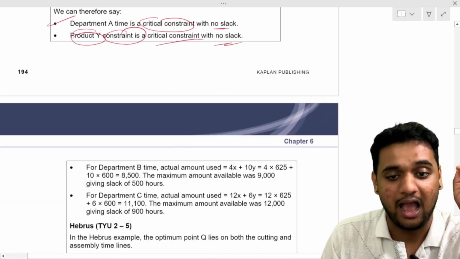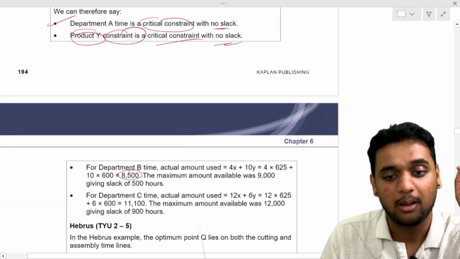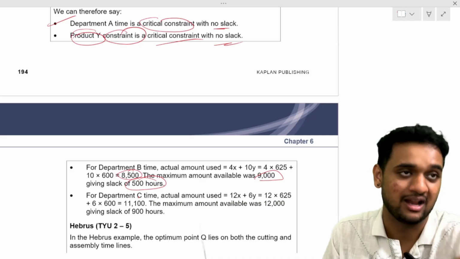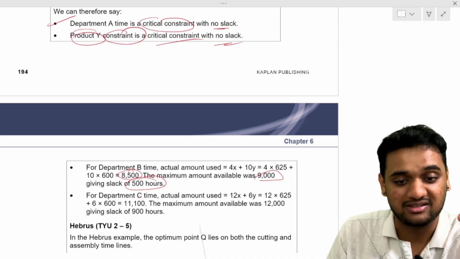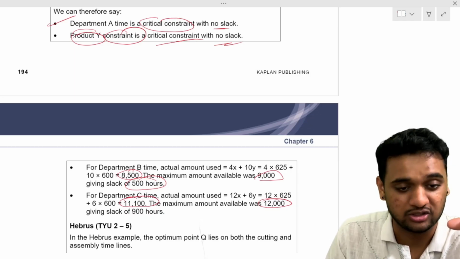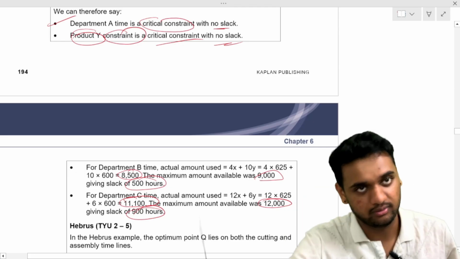Department A, actual time used was 8,500. Maximum time was 9,000. Slack is, sorry, 500 hours. Department C, time used is 11,100. Amount of time available is 12,000. So 900 is slack. That's what they've given here.